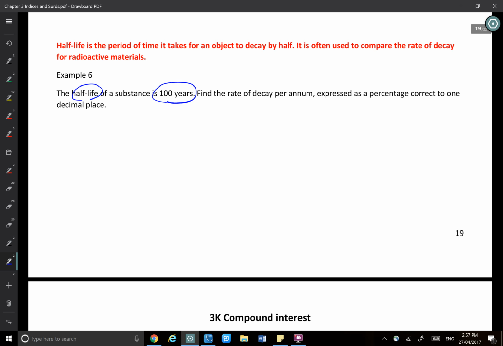Okay, so half-life, this 100 years tells you the original amount will reduce to half after 100 years. And then find the rate of decay per annum. Let's say the rate is R per annum. I don't know what the rate is. Express as a percentage correct to 1 decimal place.